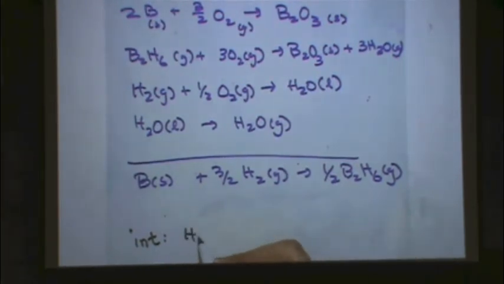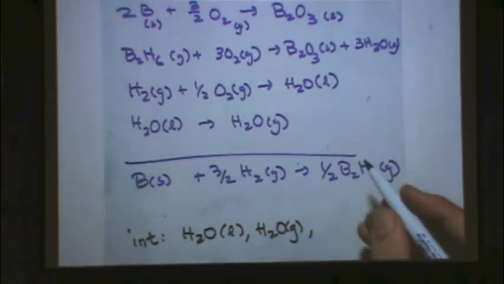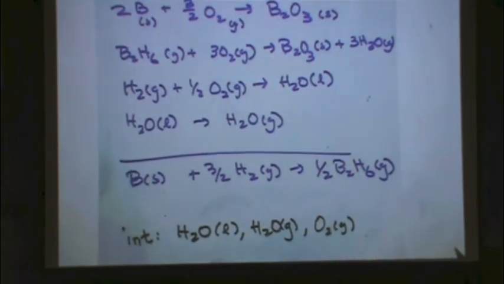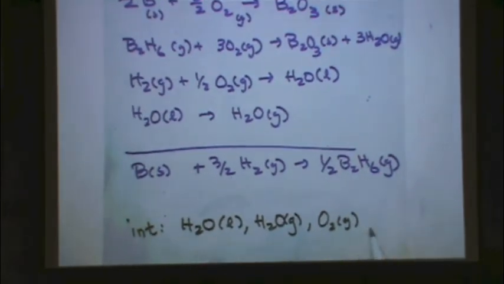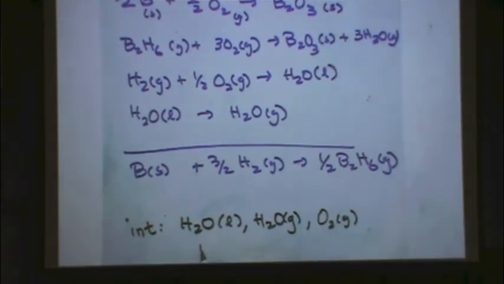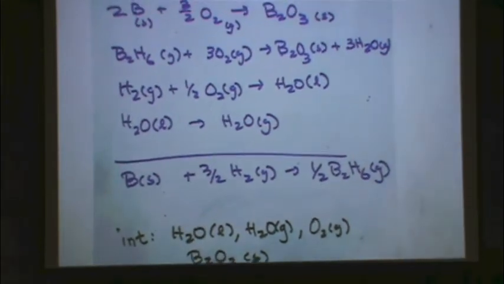Water, yeah. Water, liquid, and water gas. Both, so steam and liquid water. Anything else? Oxygen, yeah, it doesn't appear down here, so O2 gas. Is that everything? How about the boron oxide, B2O3, solid. I think that's it. It's good to know what those are outside of me asking you. It helps you to find the multipliers.